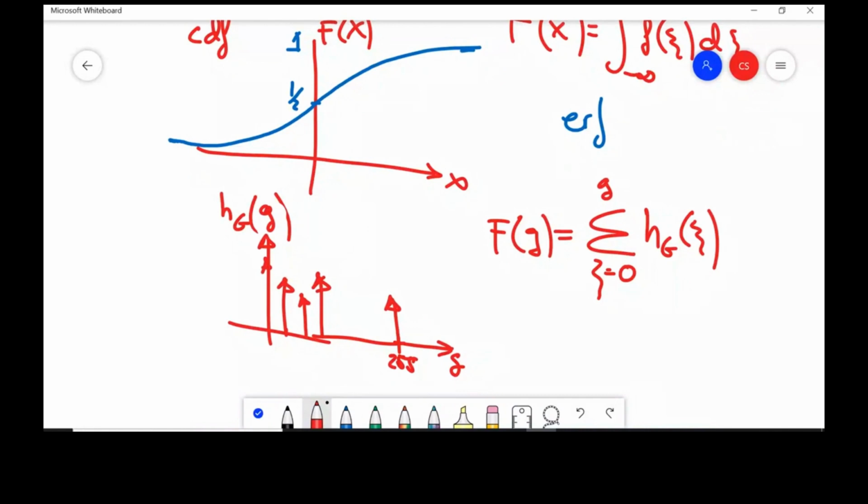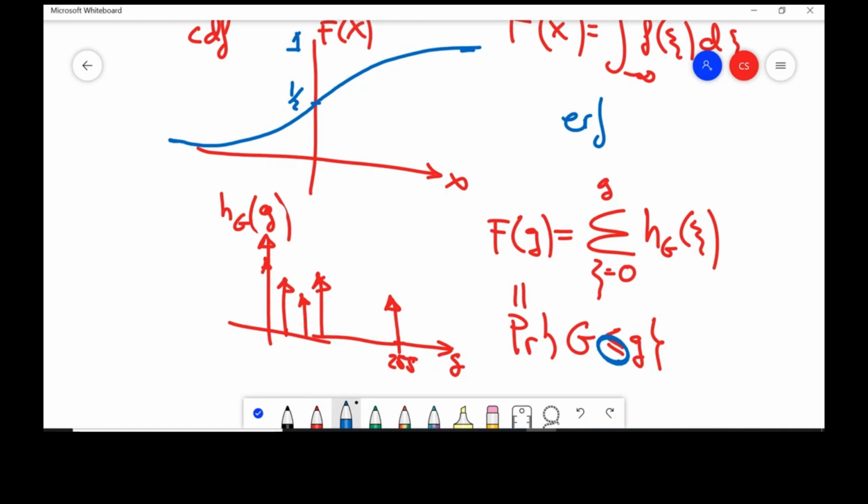And there is another interpretation. Actually, the interpretation for discrete and for continuous is the same. This is the function that defines the probability of the random variable g being smaller or equal. For continuous variables, it doesn't matter. For discrete variables, this equal is very important, because it includes the value that you are evaluating.